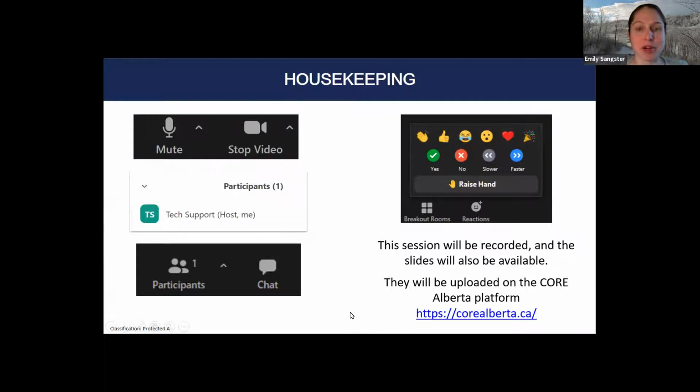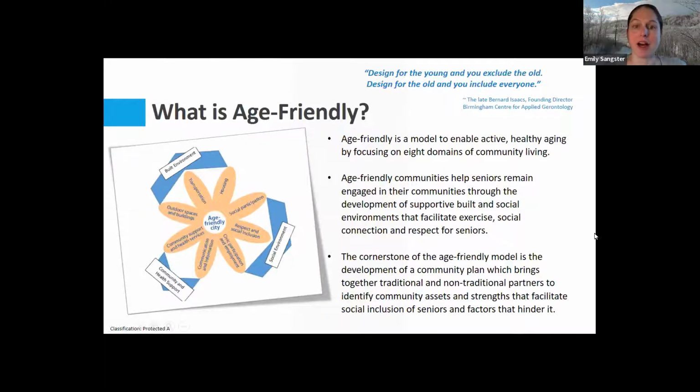So before we get to our presentations, we'll just move the slide forward, I'd like to provide a little background on Age Friendly and our Alberta community of practice. So Age Friendly is a global movement that has been spearheaded by the World Health Organization, and it's a model to enable active, healthy aging by focusing on 8 domains of community living. You can see those in the little flower graphic on that slide.